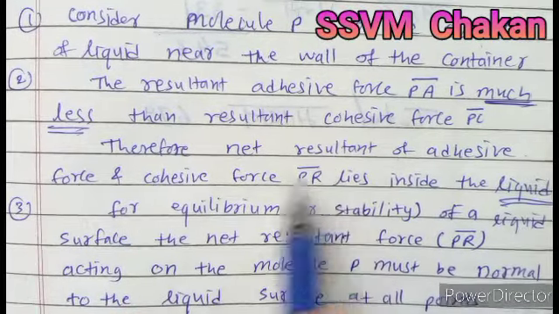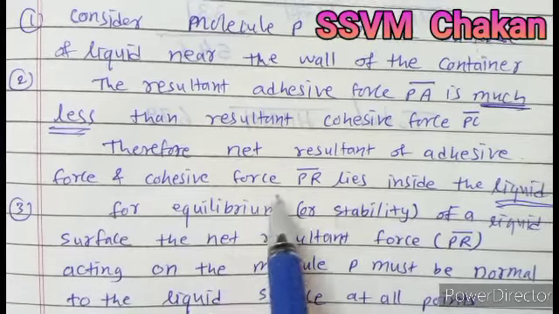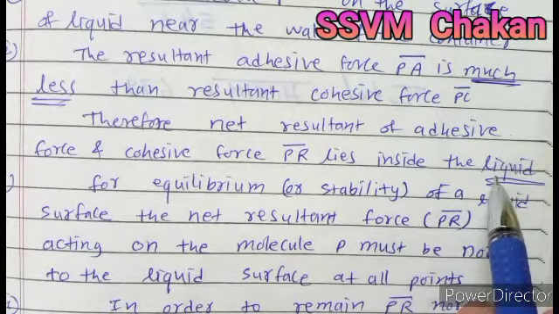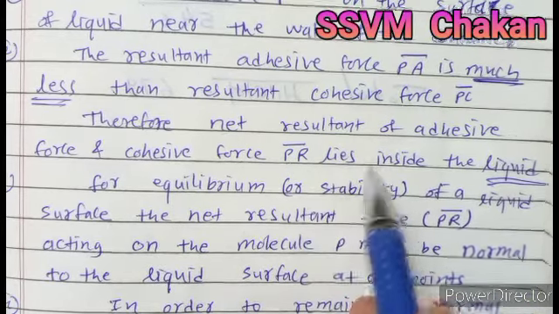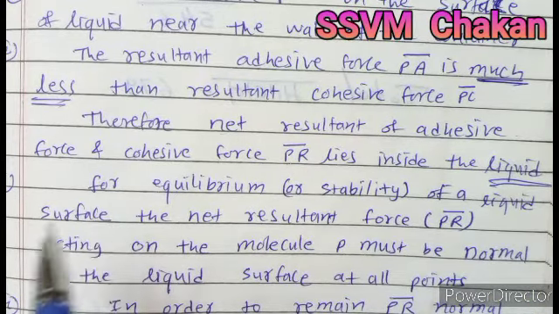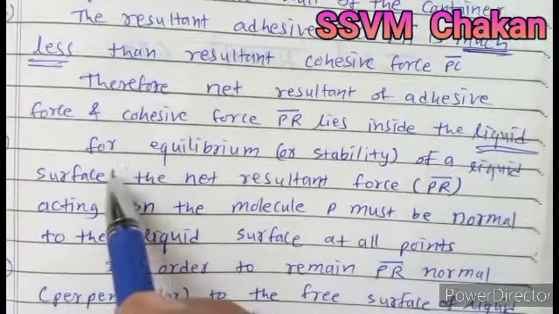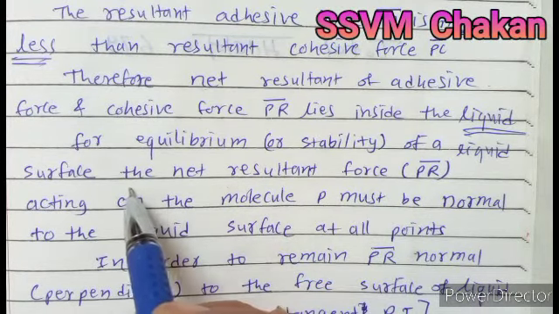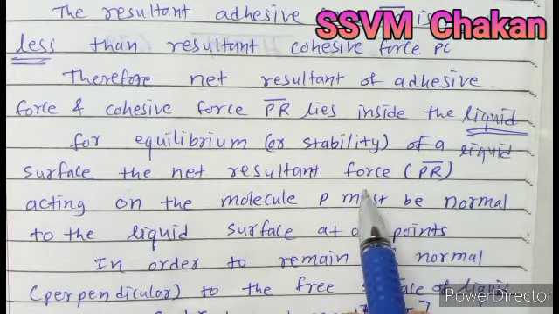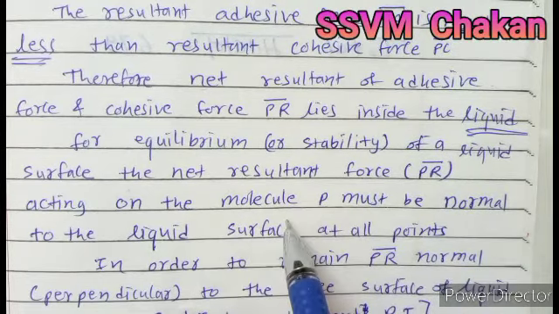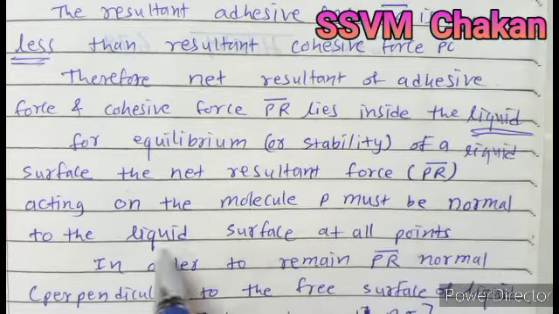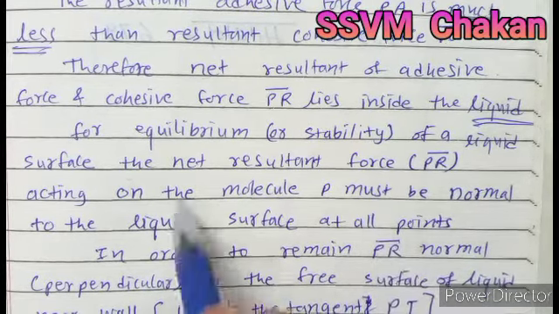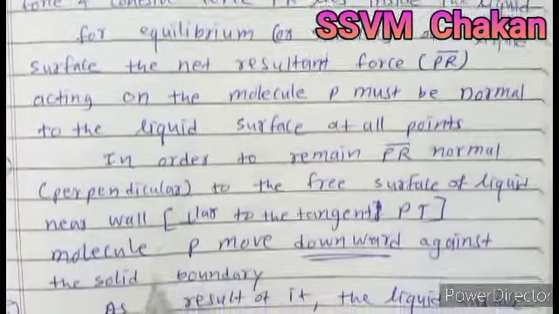Therefore, the resultant of adhesive force and cohesive force, PR bar, lies inside the liquid. In the previous case, PR bar lies inside the solid, or inside the glass. For equilibrium of a liquid surface, the net resultant force acting on the molecule P must be normal to the liquid surface at all points. This sentence is the same in both cases.